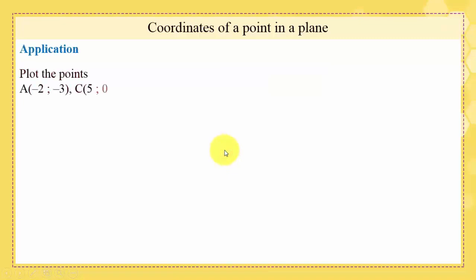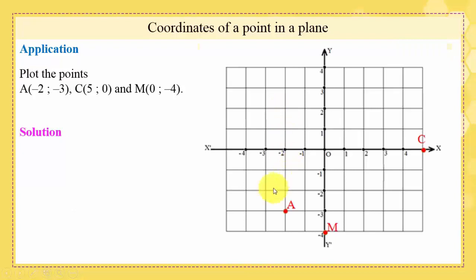Application. Plot the points A, C, and M. Please pause this video and try to solve the application. Solution. Look here, A is (-2, -3). C is (5, 0). M is (0, -4).